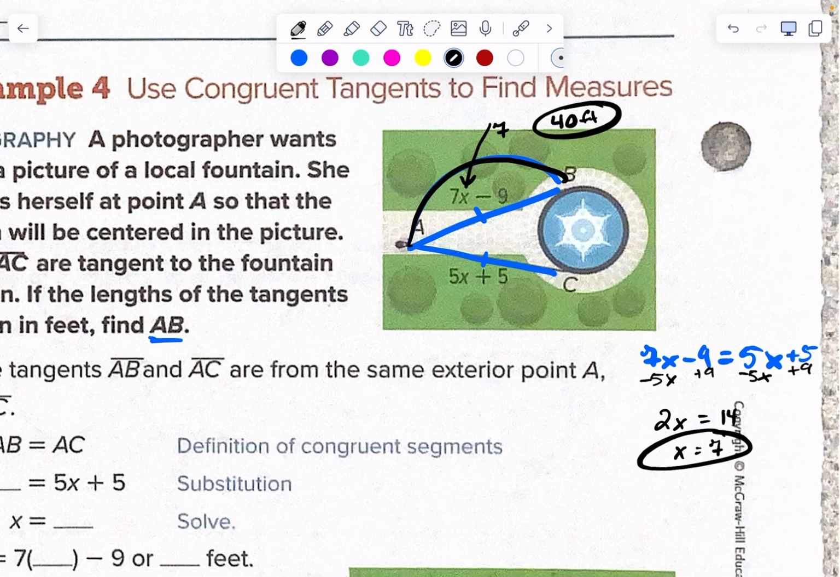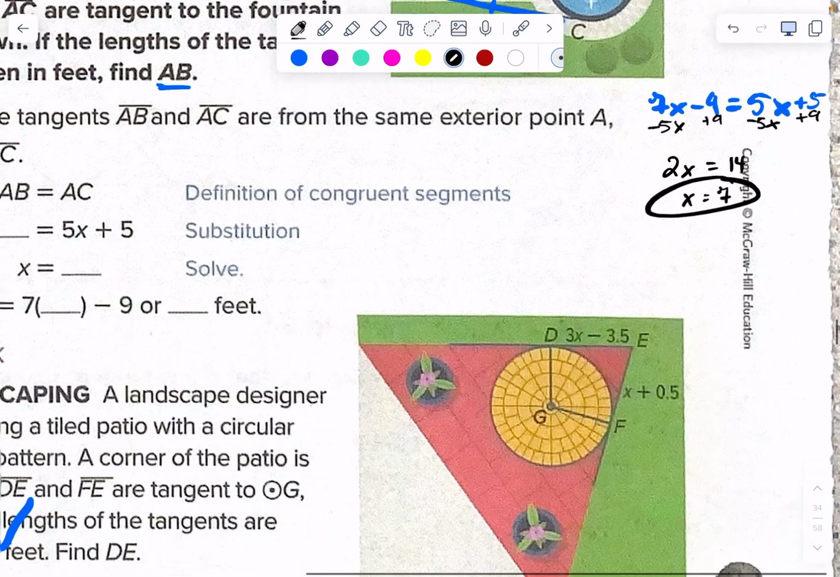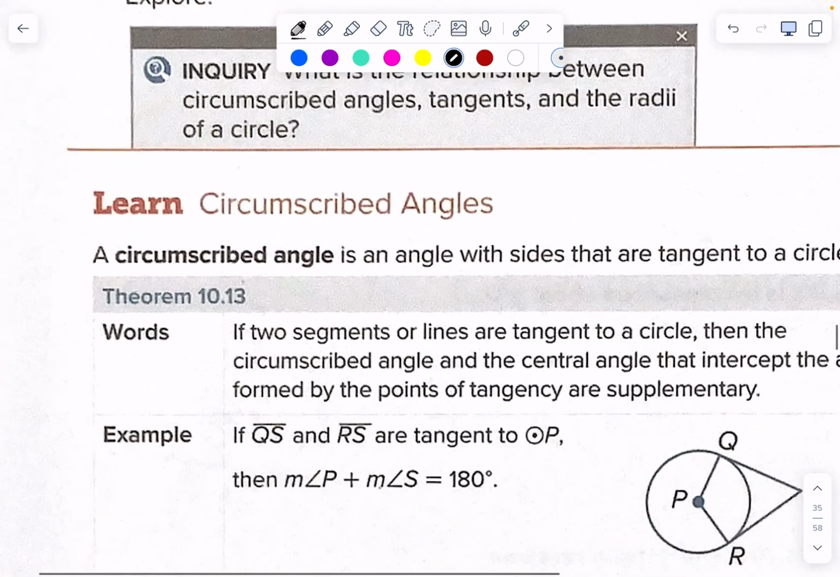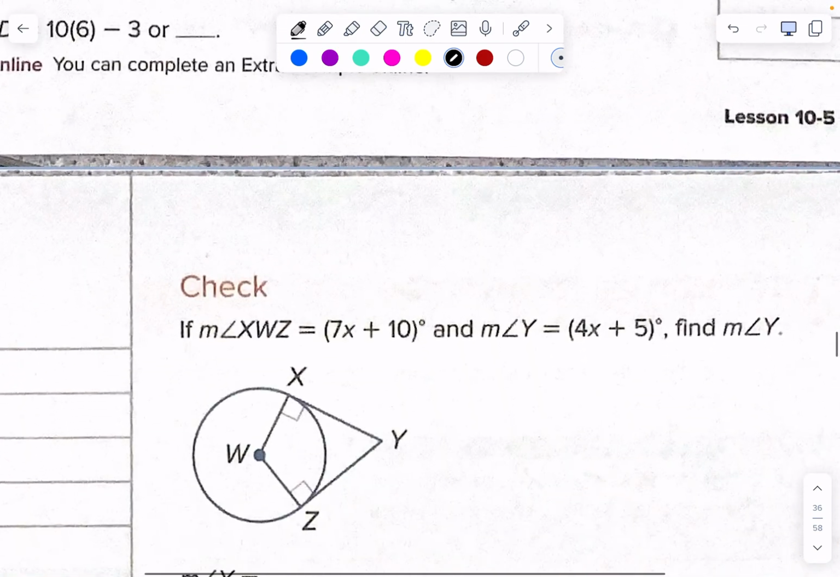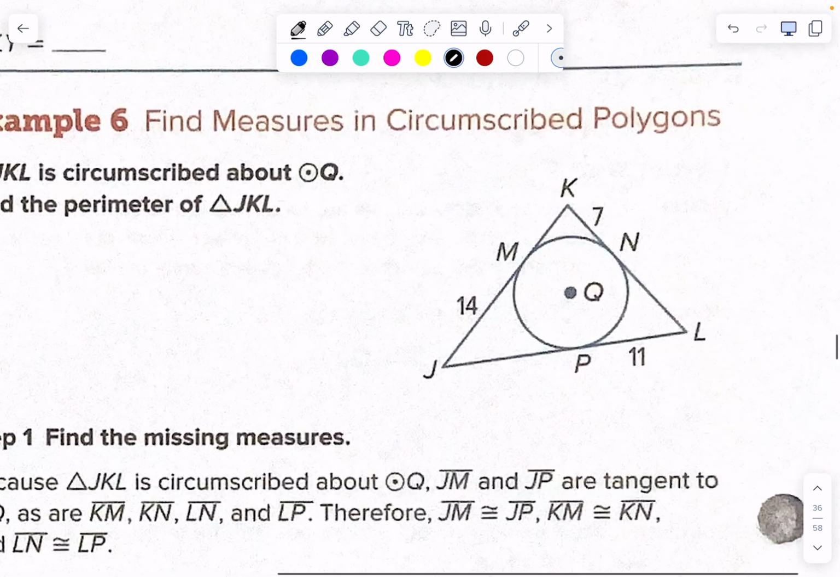Now, that wasn't my favorite example. Let me show you this example. This is my favorite example. Are you ready? We're going to skip example 5, which is on the next page, and we're going to go to example 6 really quick. We'll come back to example 5, so don't cross it off. We're going to come back to it. But we're going to go to example 6 first because this is my favorite thing.